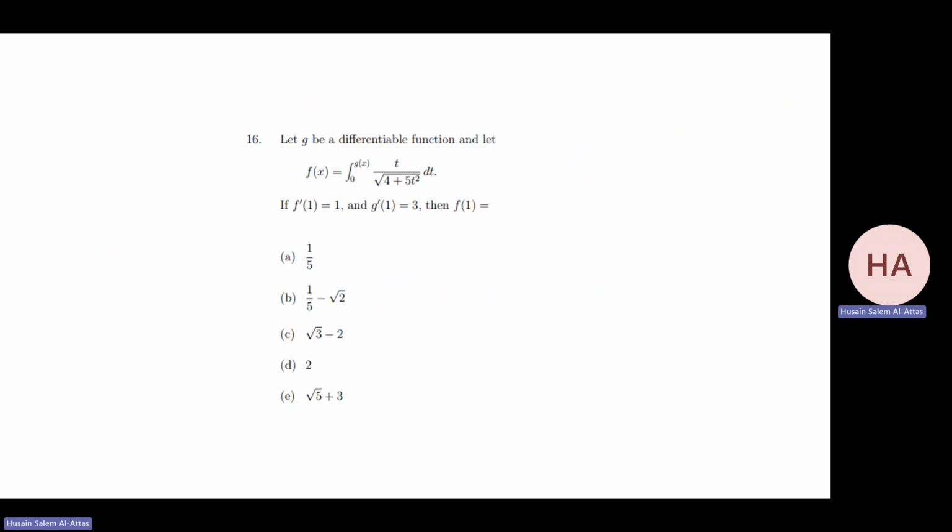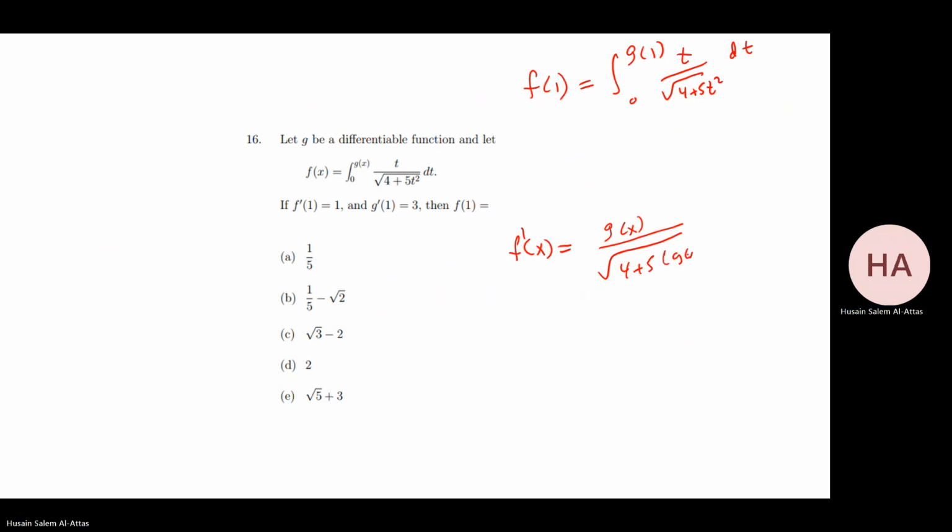Yeah, let me try to do it. f of 1 is what? The integral from 0 to g at 1 of dt over this. So it means I need to find g at 1. Okay, I know f prime at x, using the fundamental theorem of calculus, will be g at x over square root of 4 plus 5 g of x squared, times g prime at x.